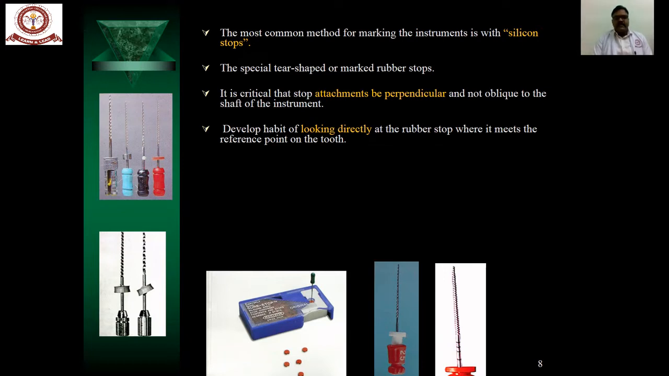It is critical that stop attachments be perpendicular, not oblique, to the shaft of the instrument. Always the stopper should be straight and perpendicular. It should not be drifted or oblique to the instrument, which will lead to wrong working length determination or loss of the coronal reference point. Always develop the habit of looking directly at the rubber stop where it meets the reference point on the tooth.